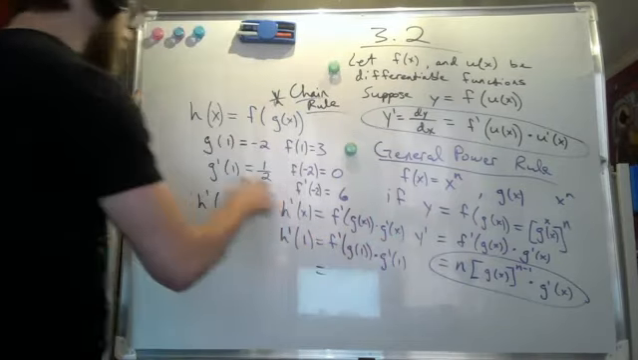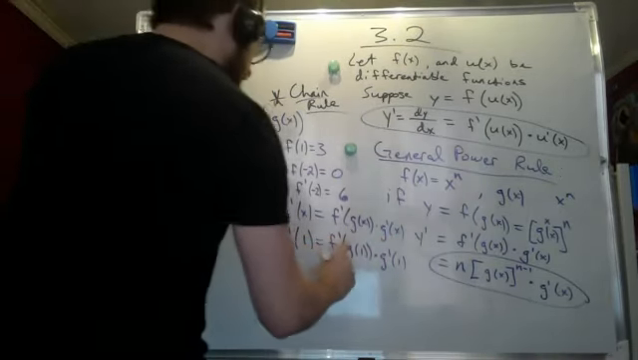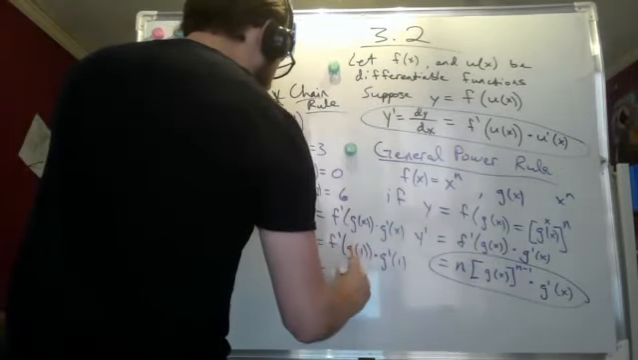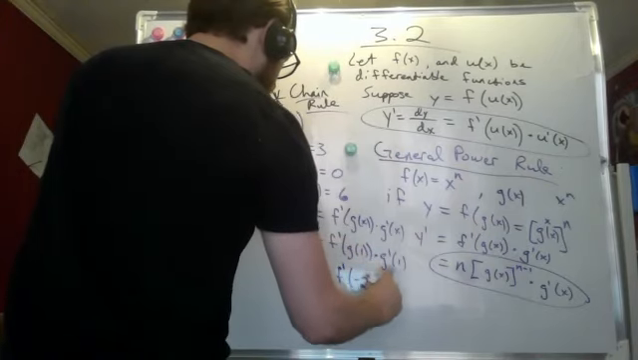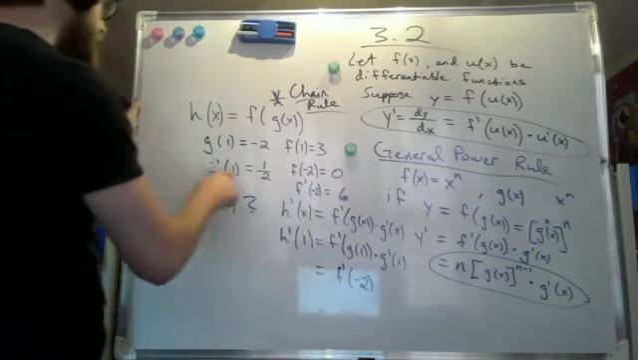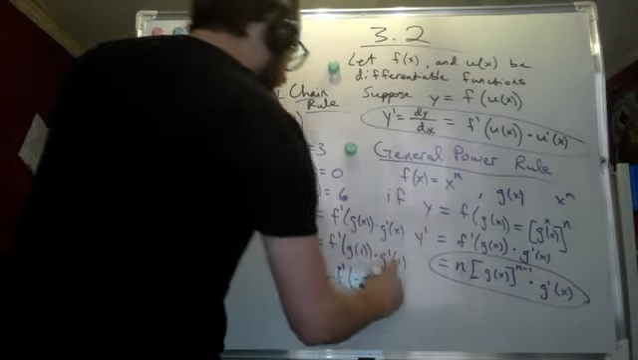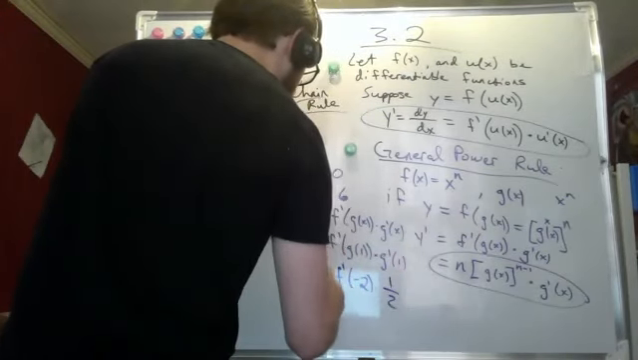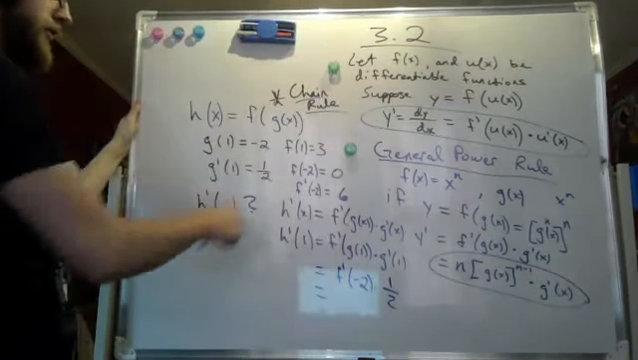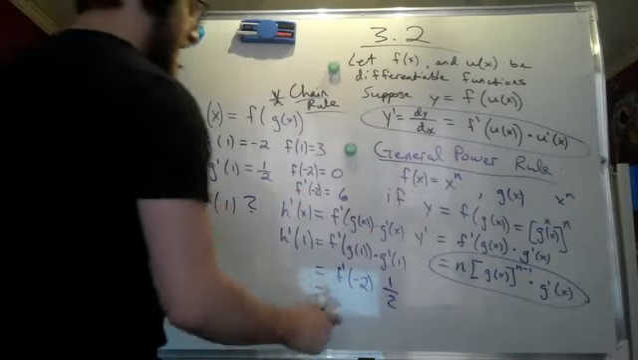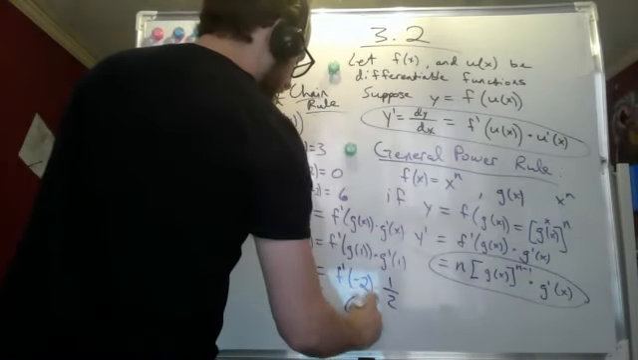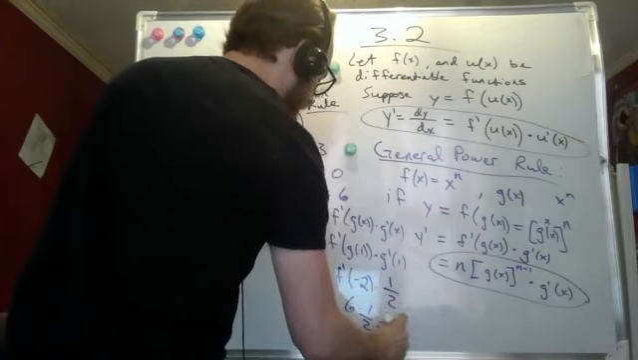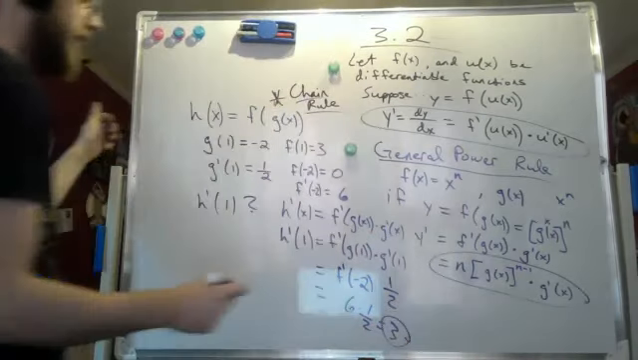Now what's g of 1? We're told it's -2. So this is f prime of -2 times, what's g prime of 1? Well, we're told that's 1/2. So this is actually 1/2. But f prime of -2, up here it says that's 6. So we have 6 times 1/2, which is really 3. And there's your final answer.